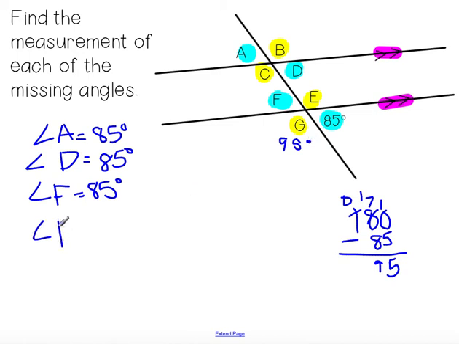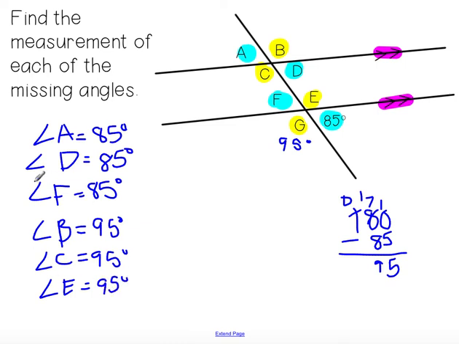So angle B is 95 degrees, and notice I'm putting in those degree symbols. Angle C is 95 degrees. Angle E is 95 degrees. And angle G is 95 degrees.